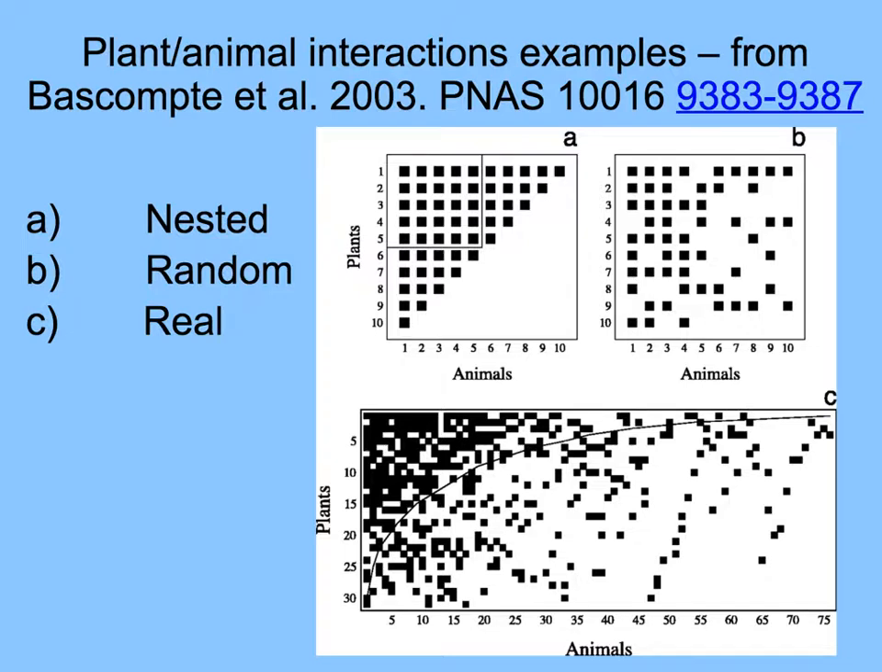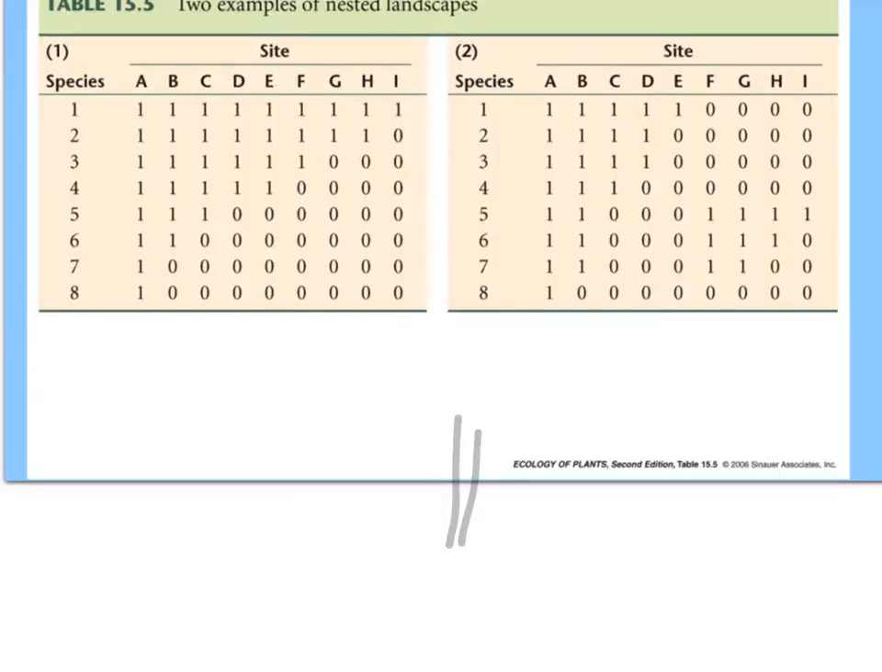So there's a lot to be learned by documenting associations, either of plants with other plants or plants with animals, to get insight into the robustness of the community with respect to disappearance of species on one side of the interaction or the other. So in this little picture from our book are two examples of nested landscapes. You can see in this one how these are nested within the bigger picture. And here, although it's not all in the upper left-hand corner, we still have some nestedness.